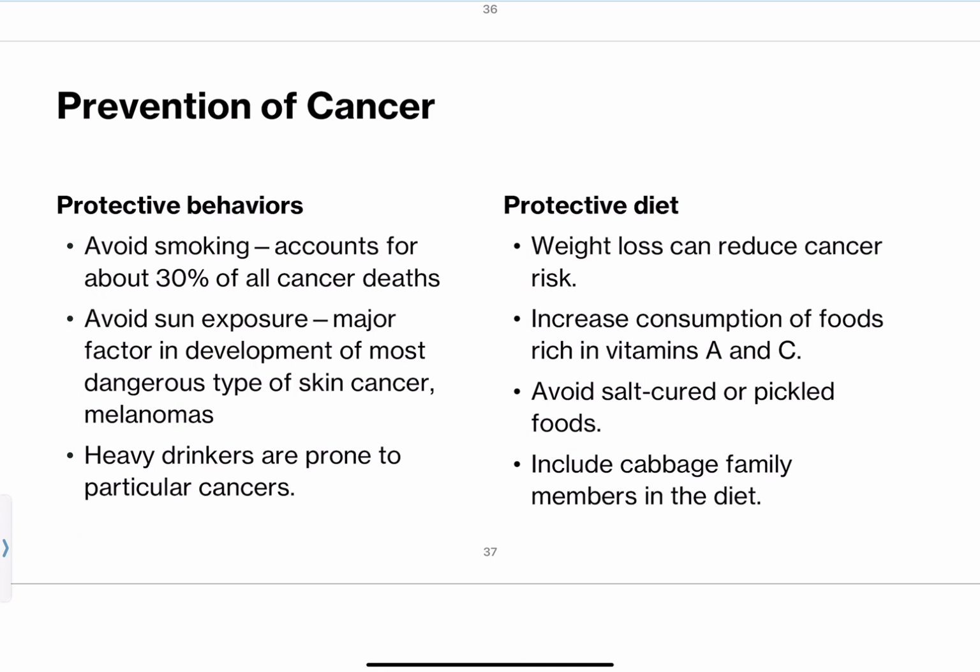Then there's diet. So maintaining a healthy body weight, eating plenty of foods rich in vitamins A and C, and avoiding heavily salt-cured or pickled foods can all help lower your risk. Foods from the cabbage family, like broccoli, cauliflower, kale, and Brussels sprouts, are especially helpful because they contain natural compounds that can help fight cancer development.